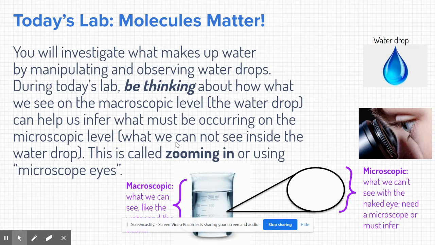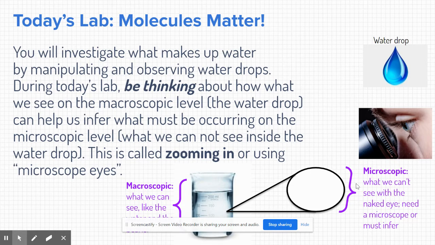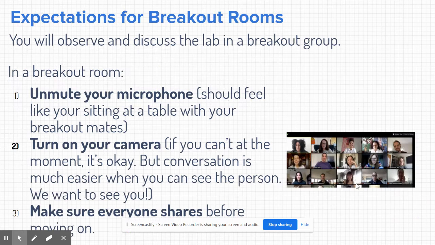Okay, once we have that done, what we did was today's lab. So today you're going to be investigating what makes up water by manipulating and observing water drops. During today's lab, be thinking about how what we see on a macroscopic level can help us infer what must be occurring on the microscopic level. Okay, this is called zooming in or using microscope eyes. So macroscopic is what we can see, right? And then microscopic is what we can't see with the naked eye, or we need a microscope in order to figure out what's going on.